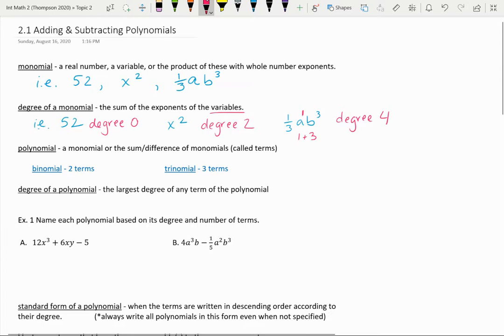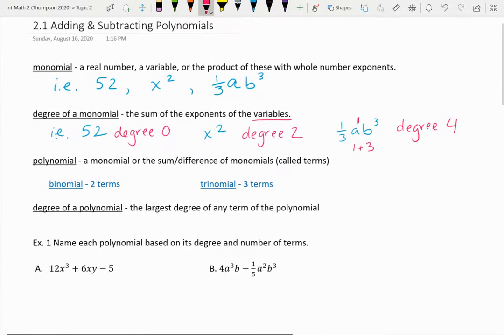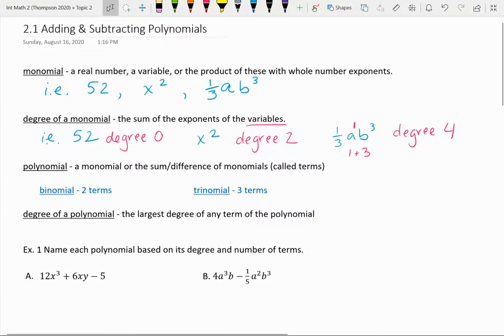The definition of a polynomial is a monomial, or the sum or differences of monomials. We call these monomials terms. So if I were to take these three different examples that are monomials, and add those all up, that would be a polynomial. More specifically, something with 2 terms is a binomial. Something with 3 terms is a trinomial. Now, the degree of a monomial is determined by the sum of the exponents on the variables. The degree of the polynomial is going to be the largest degree of any term in that polynomial.